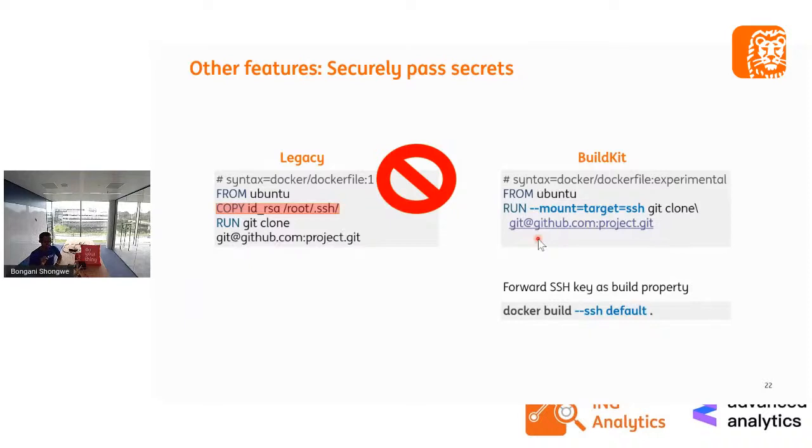Another thing here, with the mount syntax: don't do what's on the left, especially if you work in a security environment, especially if you're working in a bank. Do not copy over your SSH keys or secret keys. Please do not do this, because this will allow your keys to be available later on. What you can do instead, using BuildKit, is mount an SSH key using the mount syntax, and BuildKit will know that you're mounting an SSH key, and it'll make sure that that SSH key is only available within this run step, and it's not available anywhere else within your Docker image. And it just indicates that you're passing over SSH keys when you run your build, also using this keyword.